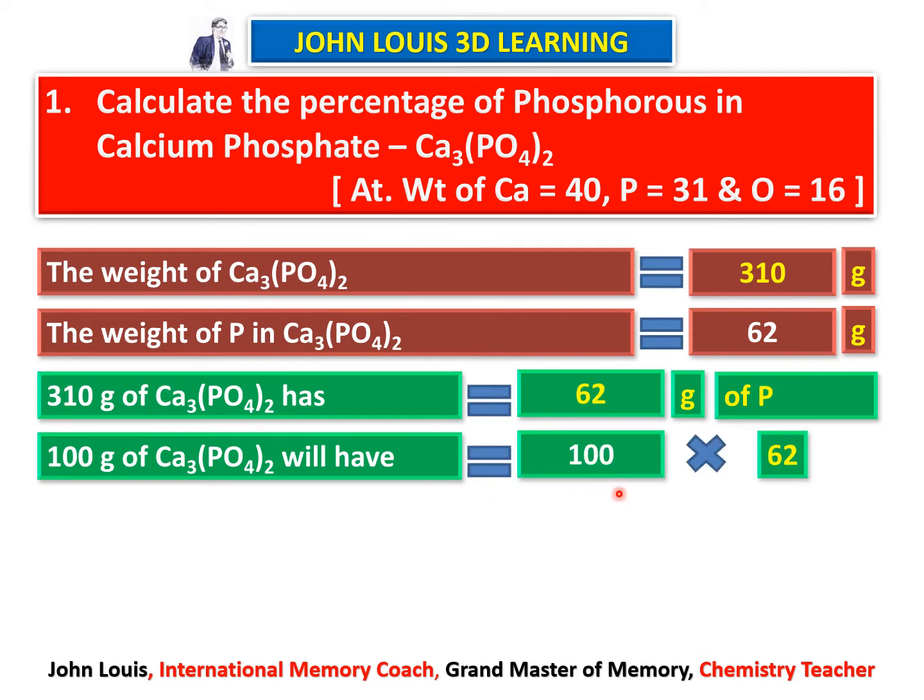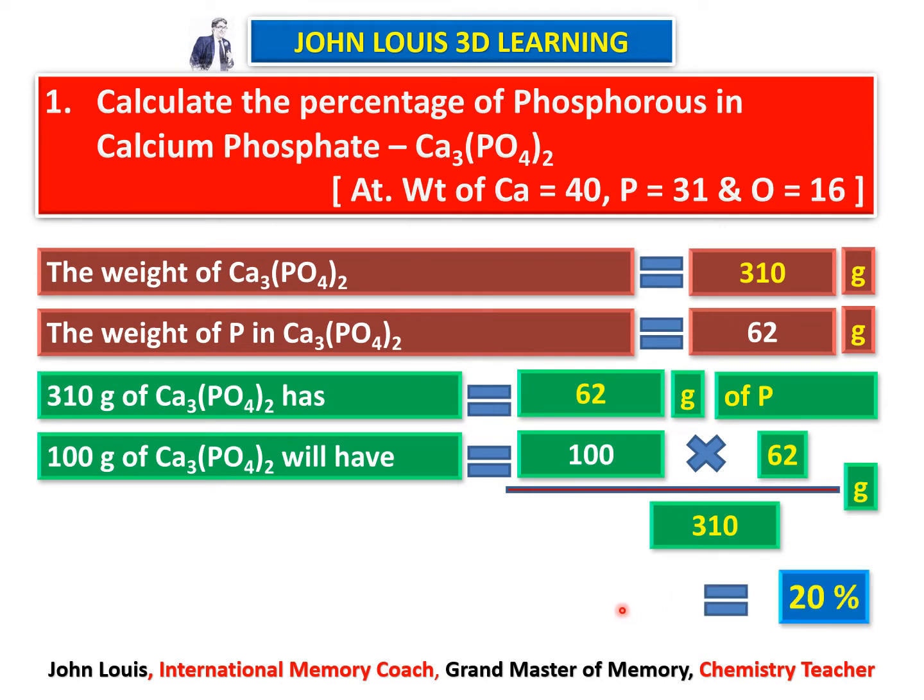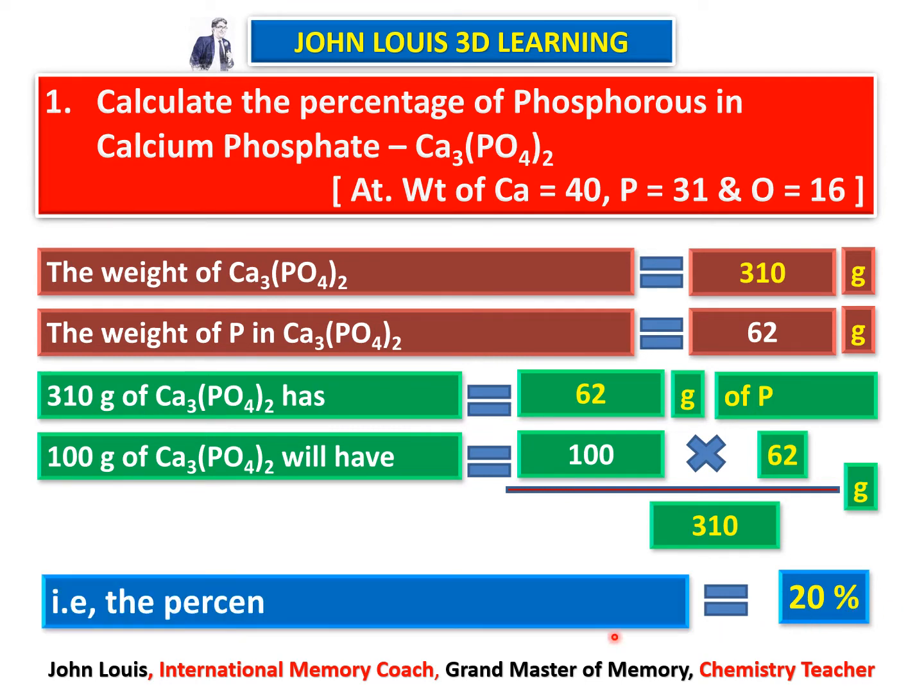So 100 into 62 divided by 310. If you do this calculation, what will we get? 0 and 0 get cancelled, and 31 will go 2 times in 62. Therefore 2 into 10 will be equal to 20. So 20%. This is the percentage of phosphorus in calcium phosphate.